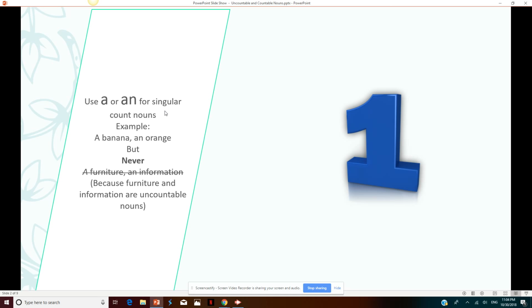Examples: banana is a countable noun, so I can use the article a because it means one. Orange is a countable noun because I can say one orange, two oranges, three oranges. Because I can count them by units, I can use the article an if I want to say that it is only one orange.